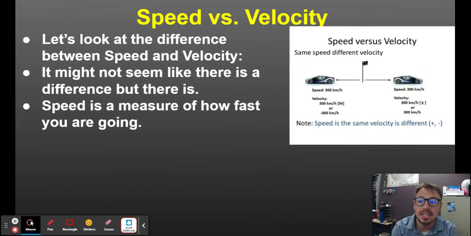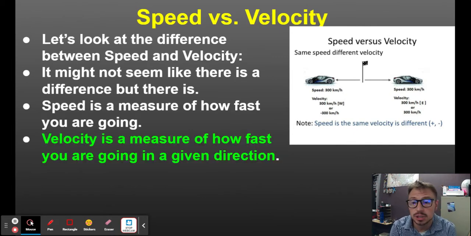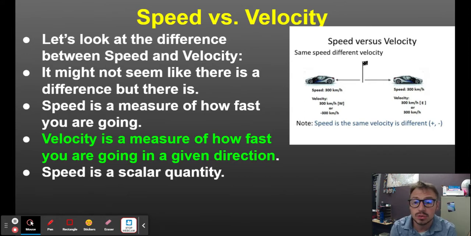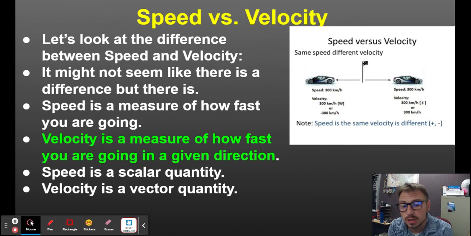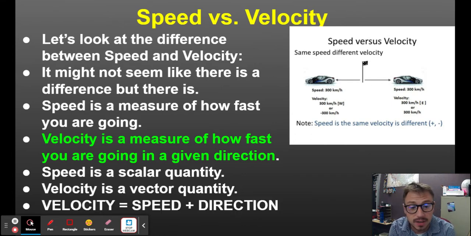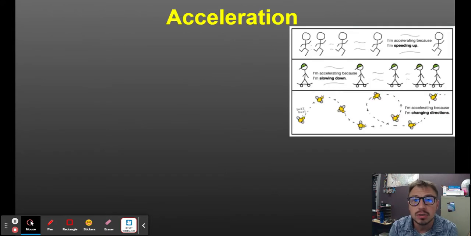So speed is the measure of how fast an object is going. Velocity is a measure of how fast an object is going in a given direction. Speed is a scalar quantity. Velocity is a vector quantity. In fact, speed is part of velocity because velocity is speed plus direction.